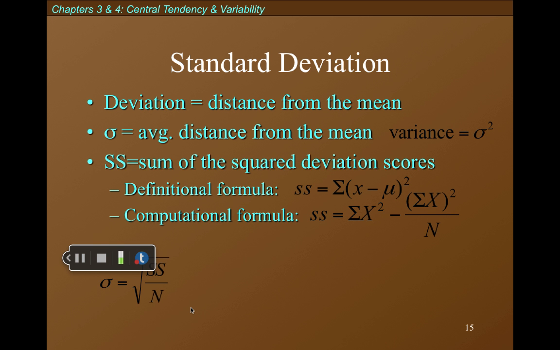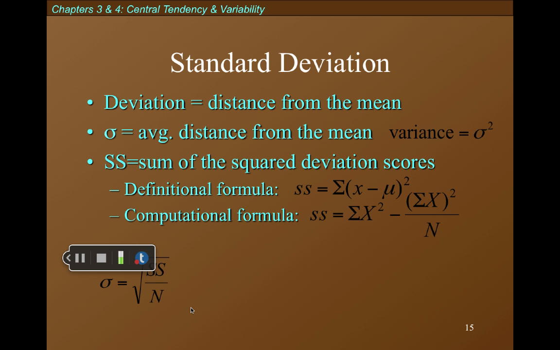Now, why do we have to square them? The reason is because this is kind of a mathematical oddity. If you just take each person's score and subtract the mean from it, and you add all the deviation scores together, you'll always just get 0. So that's kind of a meaningless number. So we square each person's deviation score and then sum them together, and we don't get 0.